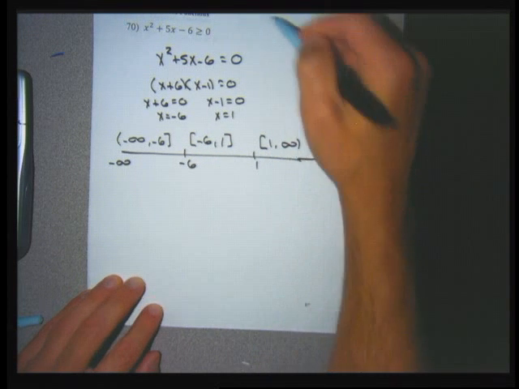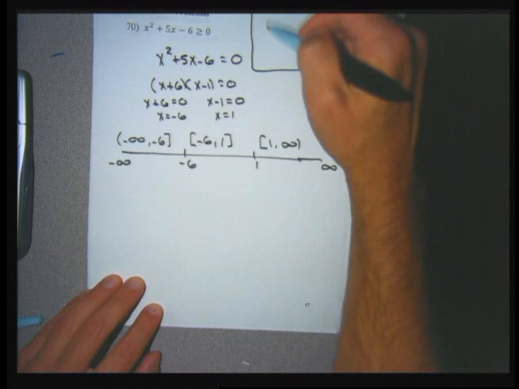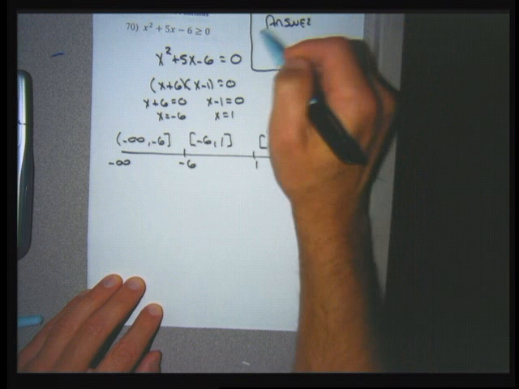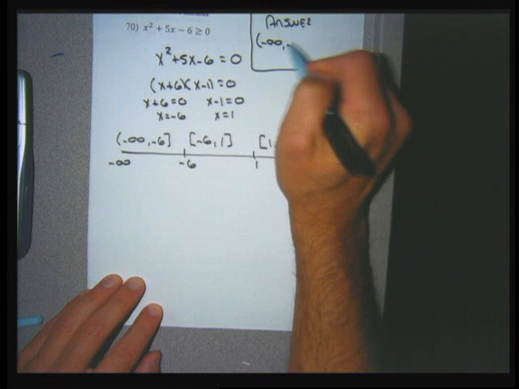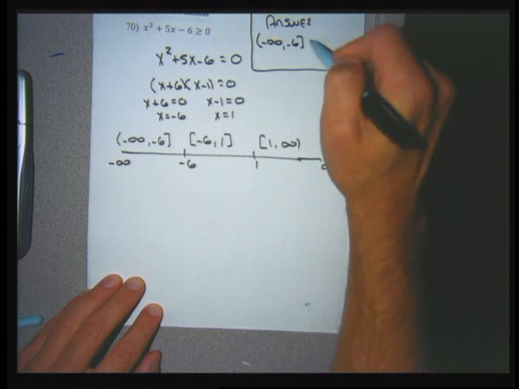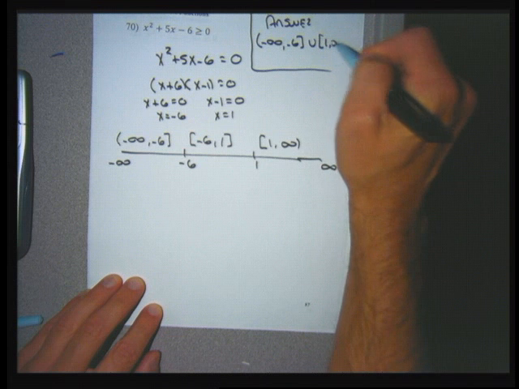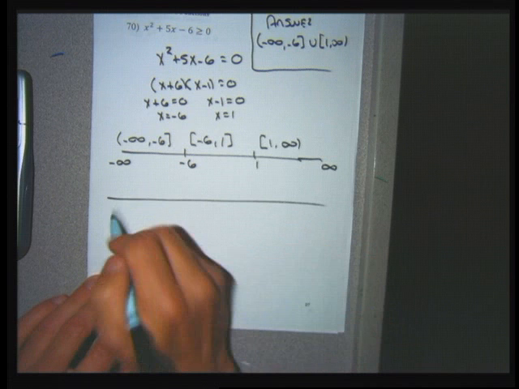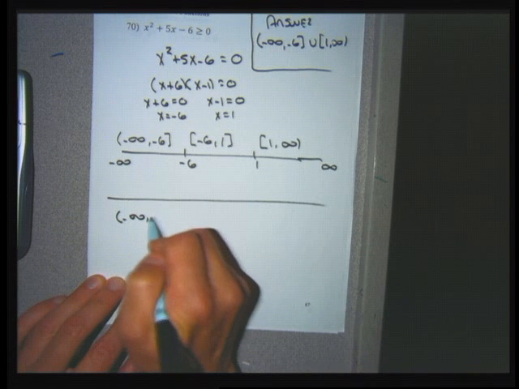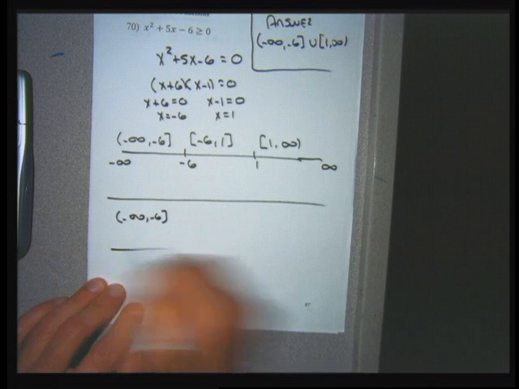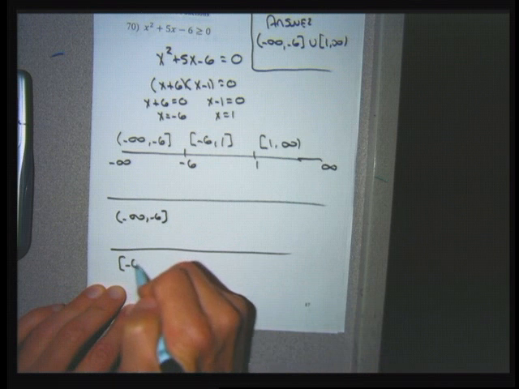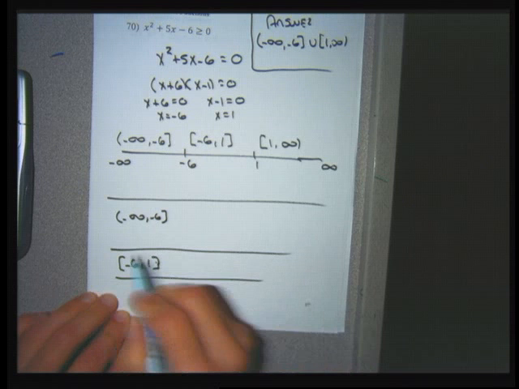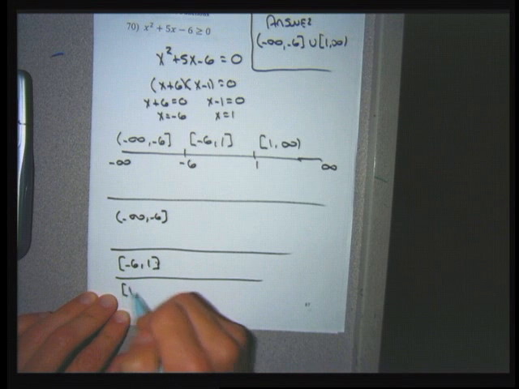I think the answer is going to be this. I'm going to confirm it in my table. I think the answer is going to be negative infinity to negative 6, union 1 to infinity. Let me do the table to make sure. I'm going to go negative infinity to negative 6, negative 6 to positive 1, and then positive 1 to infinity.